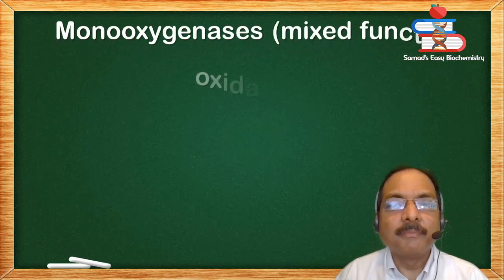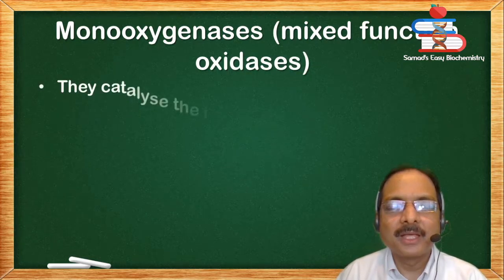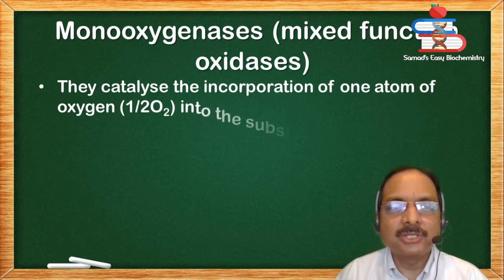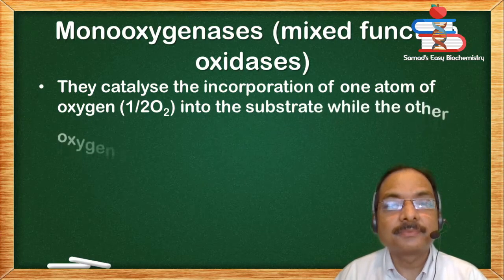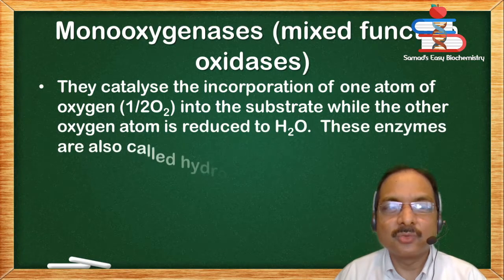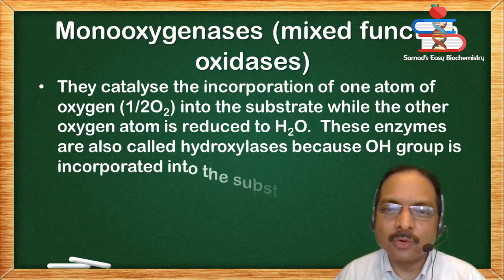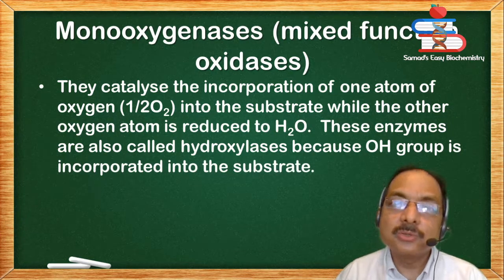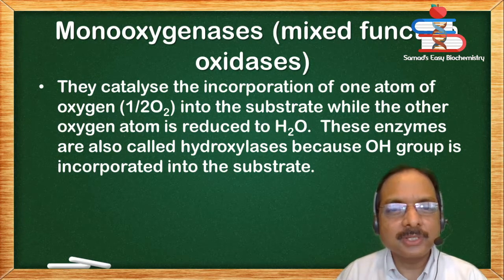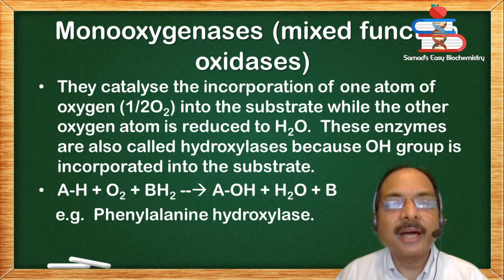Monooxygenases or mixed function oxidases. They catalyze the incorporation of one atom of oxygen into the substrate while the other atom is reduced to water. So one atom is incorporated into the substrate and the other is reduced to H2O, water. These enzymes are also called hydroxylases because an OH group is incorporated into the substrate. Example, phenylalanine hydroxylase.